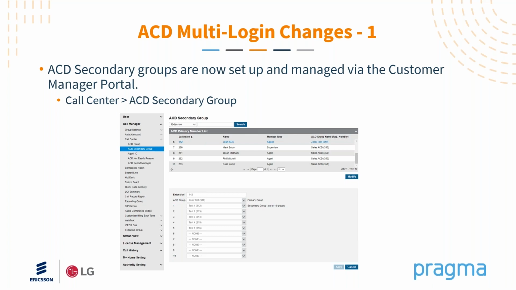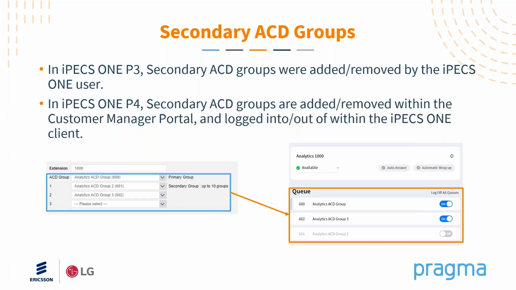After you do this config, it works exactly like it does on the current version. You can dial a code on a phone and log into that group. You can log in or log out from the group from a list within the iPECS 1 client. But it's all got to be managed by the customer manager portal. This is just a screenshot. Again, on the left is the customer manager config, and on the right is the iPECS 1 screen. If you're currently using secondary groups at all, you'll recognize this, but it shows a list of all the queues that the agent can log in and out of. So all of that works in the same way.